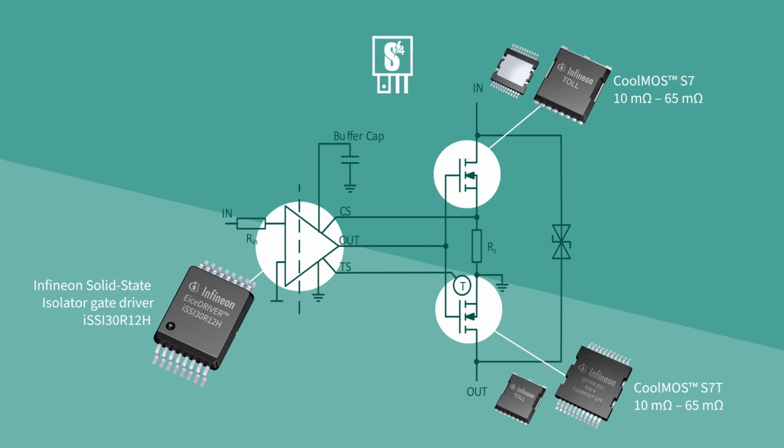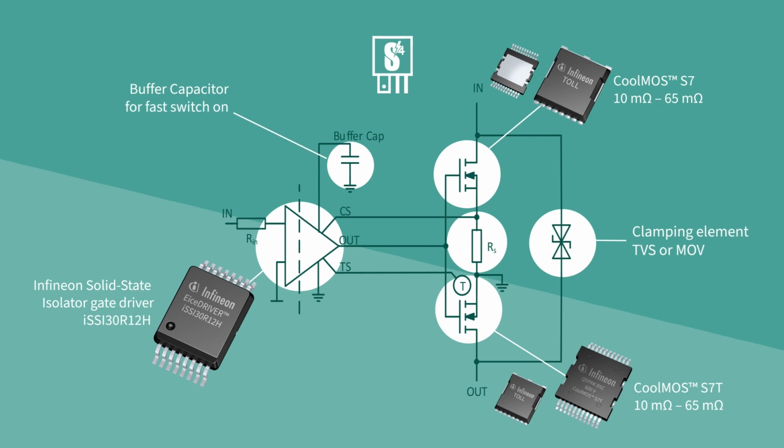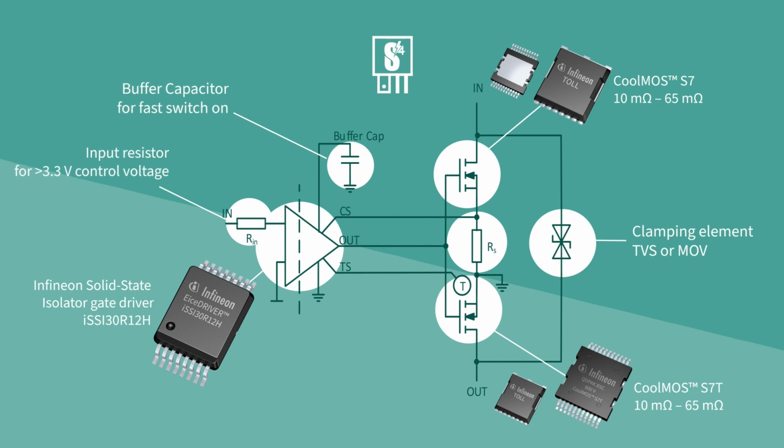Note that selecting the optimal device for the system requires several considerations. Both the clamping element and the shunt resistor for overcurrent shutdown must be dimensioned to meet the application's requirements. The buffer capacitor must be sized accordingly. And an input resistor can be added to enable the SSR to function within a wide supply voltage range.